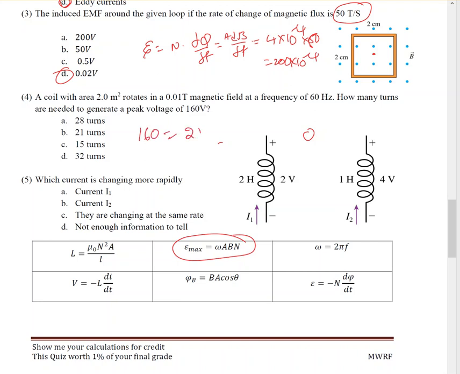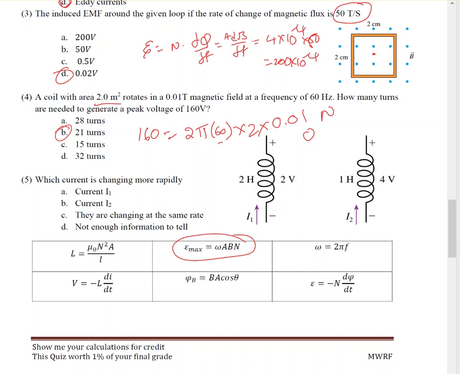Omega is 2 pi f, 2 pi times 60, and area is given, a coil with the area of 2 meter square, and B is given, which is 0.01. Okay, and we don't know N value. What is the N value? Use the calculator. 21 turns.